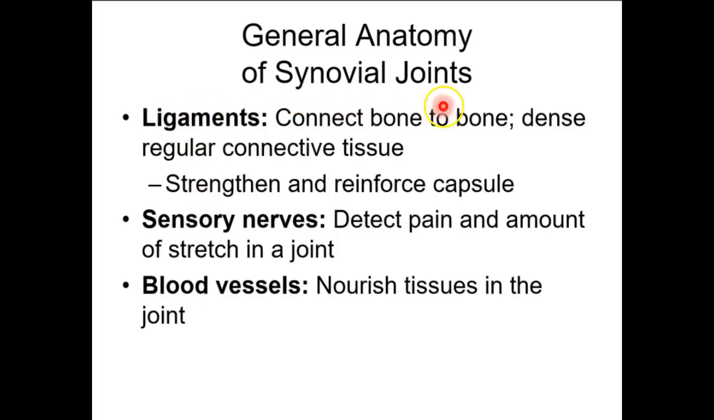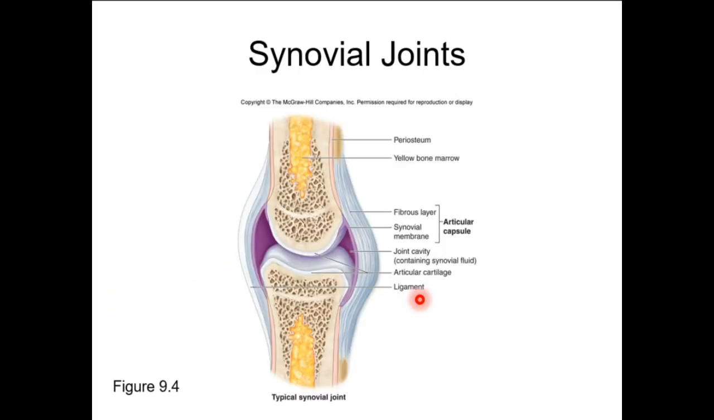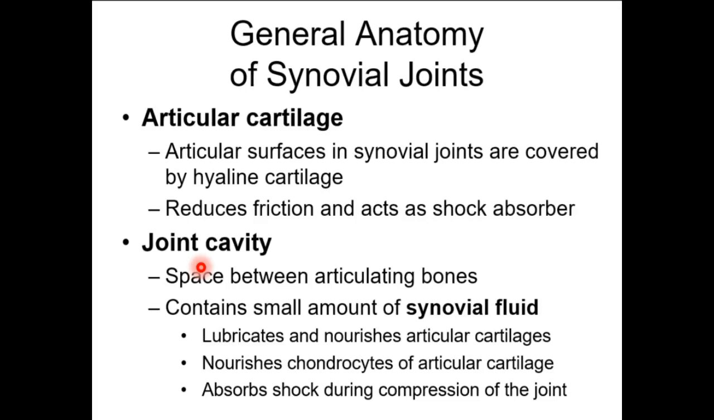So again, ligaments connect bone to bone. They are made of dense, regular connective tissue. Sensory nerves, these will be innervated. Blood vessels are going to nourish tissues in the joint. Fun fact, adult hyaline cartilage is not vascular. It is avascular. And that means if you injure or damage this cartilage, it's not going to heal very effectively. It's receiving nutrition from that synovial fluid, from any nearby blood vessels, simple diffusion. It's not going to be the most successful at healing.